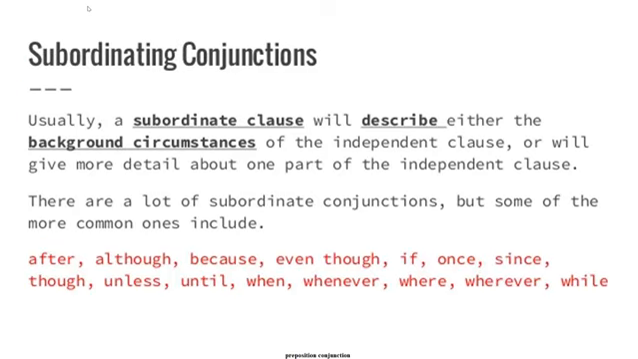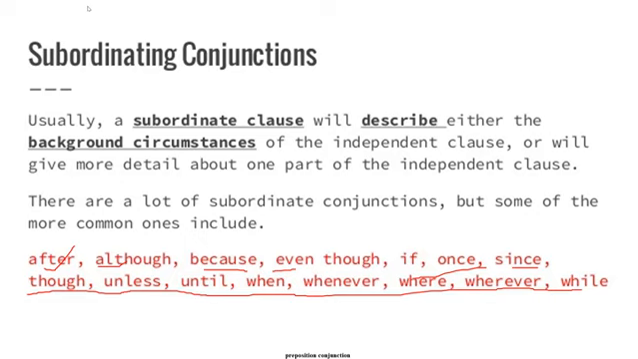Subordinating conjunctions. Usually a subordinate clause will describe either the background circumstances of the independent clause or will give more detail about one part of the independent clause. There are a lot of subordinating conjunctions, but some of the most common ones include after, although, because, even though, if, once, since, though, unless, until, when, whenever, wherever, where, while. So these are all the subordinating conjunctions. You can see that the W words are also there. So this can be one hint for you. Okay, moving forward.